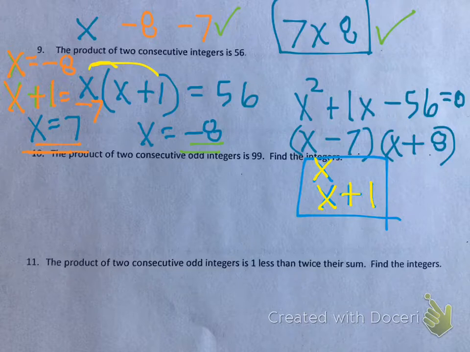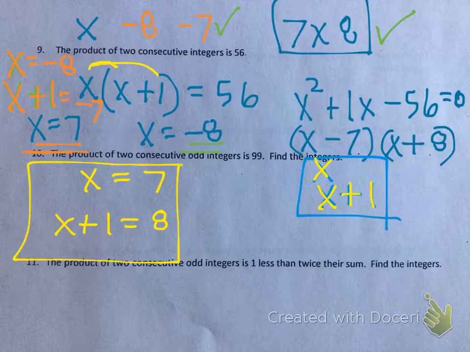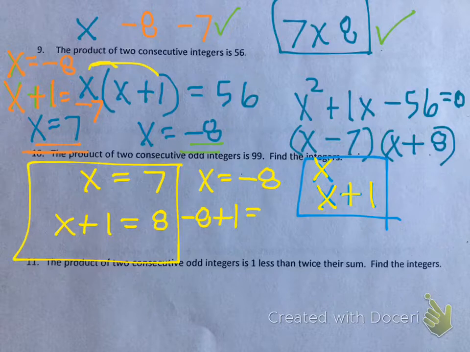Now because I'm just talking about integers, integers can be negative. So I take 7 and I plug it in. So 7 is the x, and 7 plus 1 would give me 8. So those are one of the answers. And the other one is negative 8. If I have negative 8, and then negative 8 plus 1, I get negative 7. So these are the other two answers, negative 8 and negative 7.